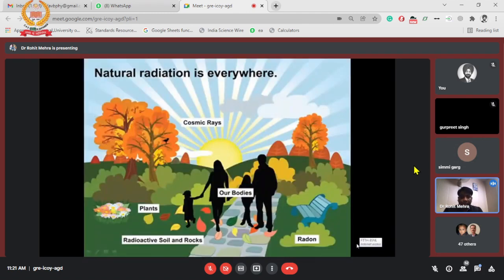Now, it is everywhere. We generally say natural radiation is everywhere, because it is coming from the sun in terms of cosmic rays. It is even coming from the soil, from the plants, and from the building materials which you are using. I have already told you that the choice of building material is also very important in terms of radioactivity, if you are really interested in measuring the exact value of radioactivity.